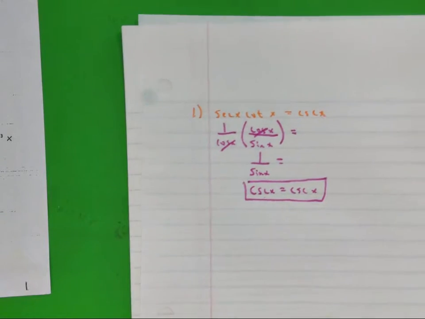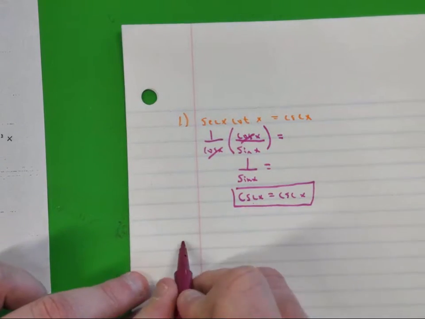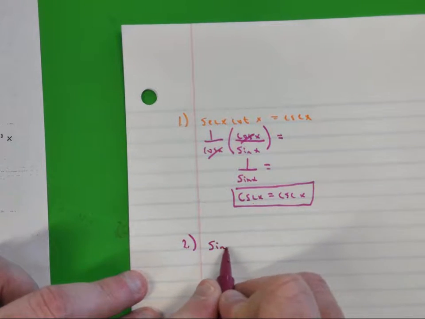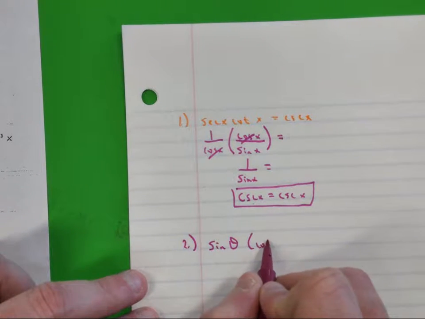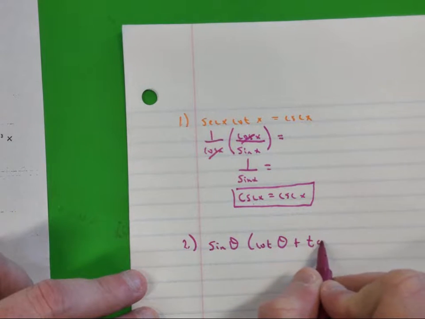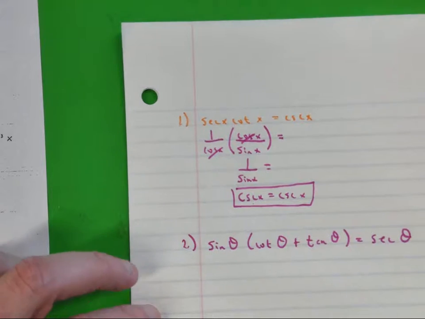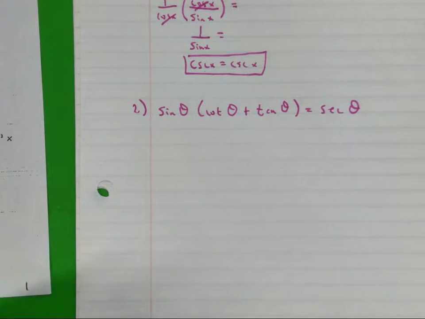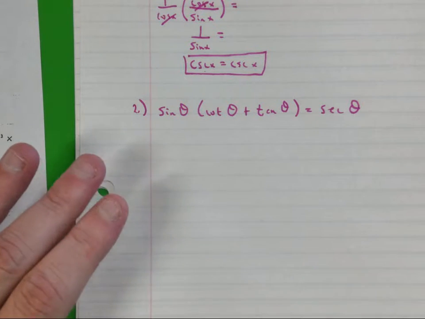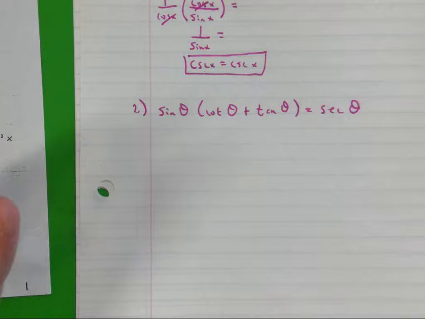Let's look at number 2. All right, I'm going to start with this first goal. It's to transform the more complicated side into the simpler side. Which side looks more complicated, left or right? And I'm going to tell you most of these are going to be the left, but know that it could be the right side, okay? All right.